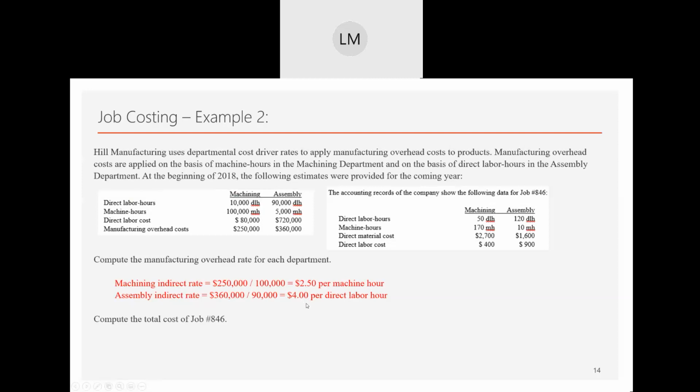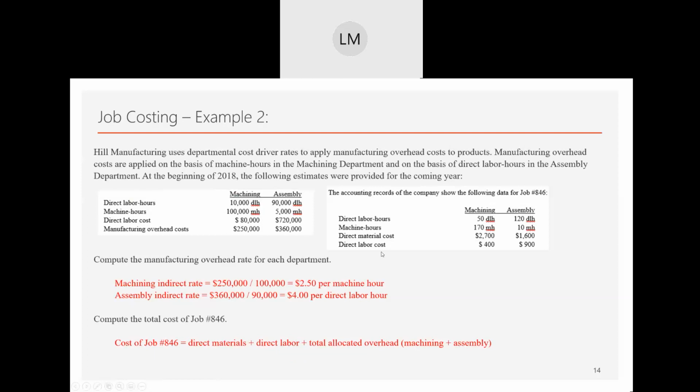Now, each product is going to have two different applications of overhead in this example. We're going to have overhead from the machining department, and then added to that overhead from the assembly department, and together that's going to be my total overhead allocated. So let's compute the cost of job 846. The cost of job 846 is going to be the direct materials plus direct labor plus the total allocated overhead, and that's going to be the adding together of the overhead assigned from the machining department and the assembly department.